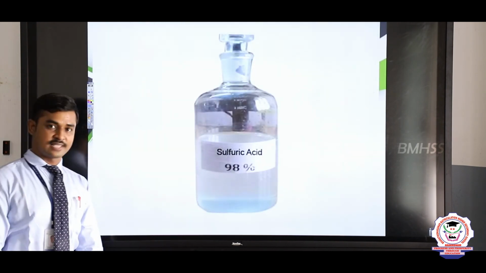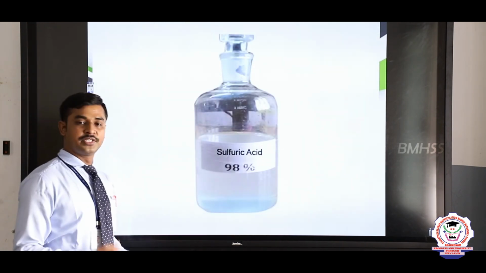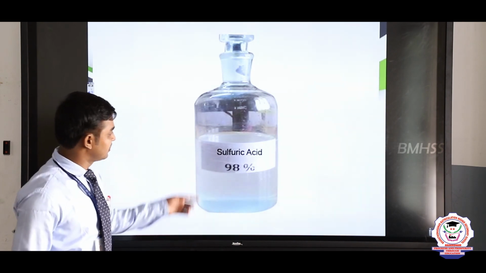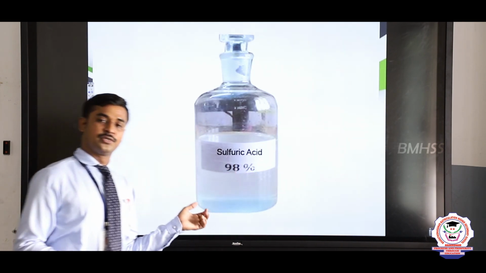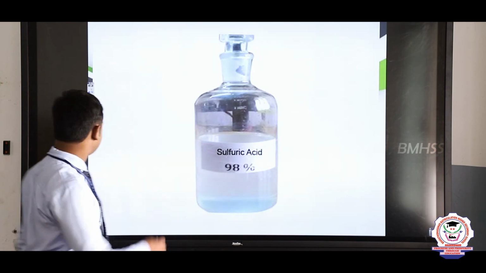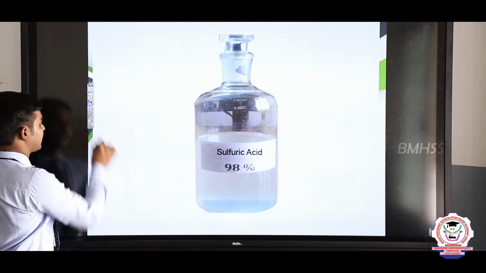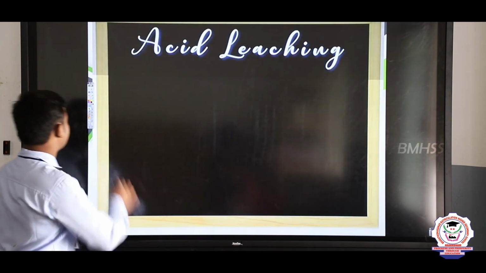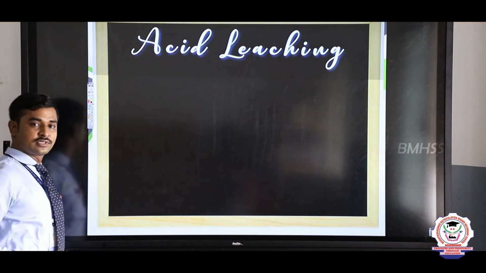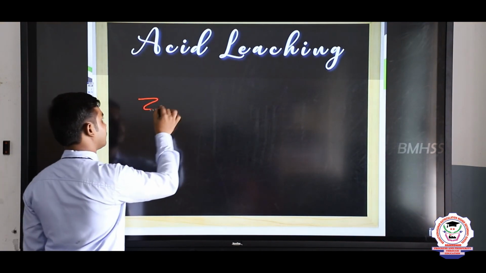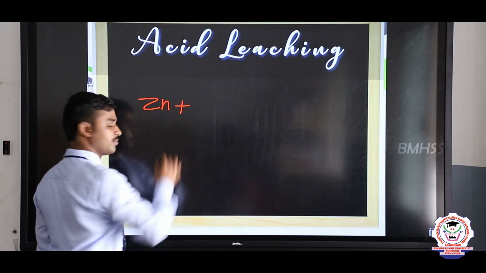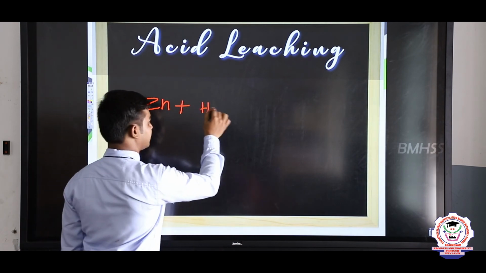Next one is acid leaching. So here we use the acid. What is the king of acid? Sulfuric acid. We use 98% sulfuric acid in this reaction, a concentrated sulfuric acid. In this reaction we use zinc metal. Zinc metal reacts with the sulfuric acid, H2SO4.